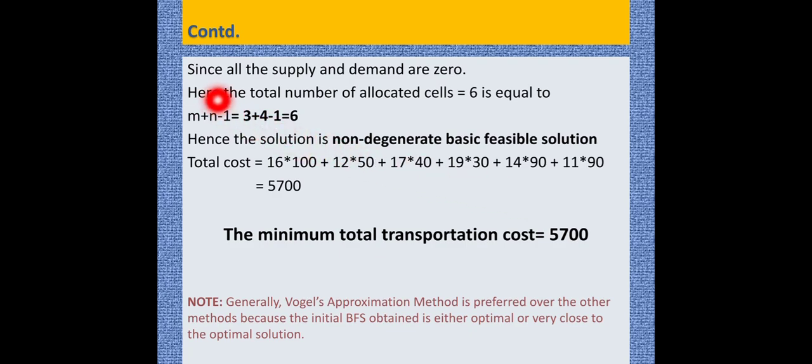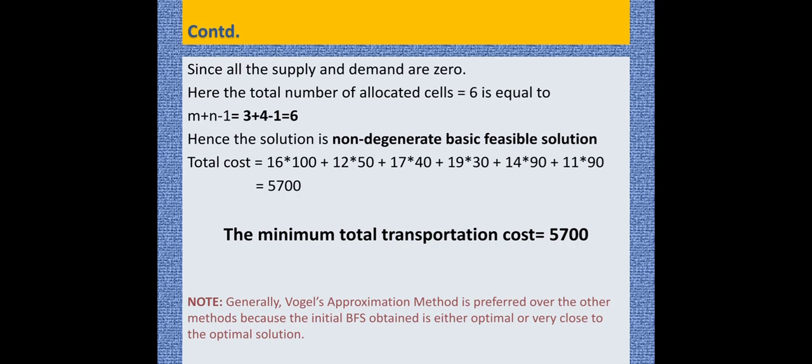Since all the supply and demand are 0, here the total number of allocated cells is equal to 6, which is equal to m plus n minus 1, that is number of sources plus number of destinations minus 1, equal to 6. Hence the solution is a non-degenerate basic feasible solution. So total cost is nothing but cost into number of units allocated in that particular cell. So after simplifying this, we are getting the minimum total transportation cost is equal to 5,700.